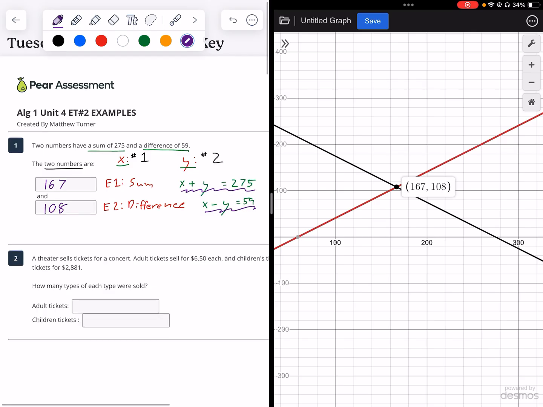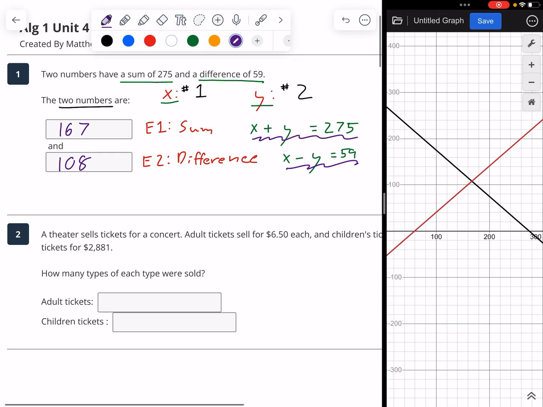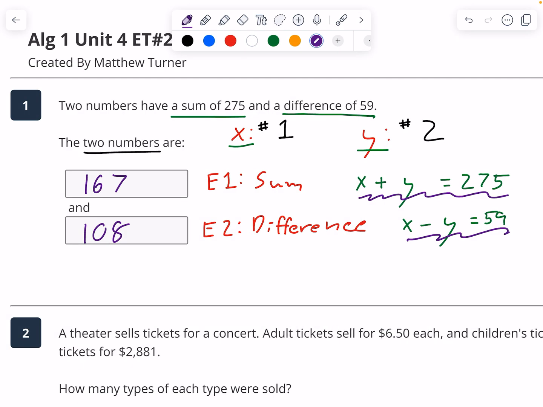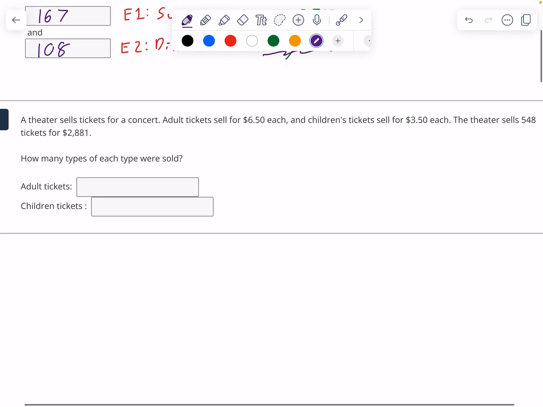So again, do not overcomplicate it. You're going to have to use your Desmos a little bit. This should be relatively doable. Two equations based on the two pieces of information it tells us. Here we go. Next.